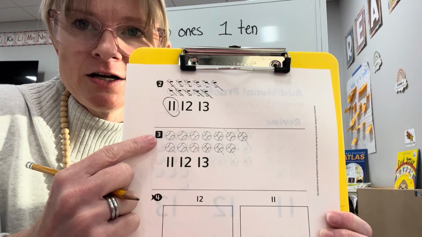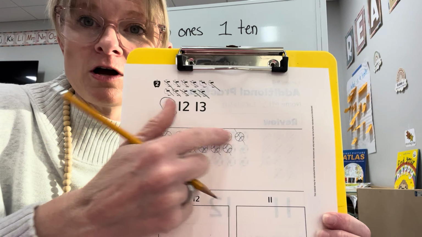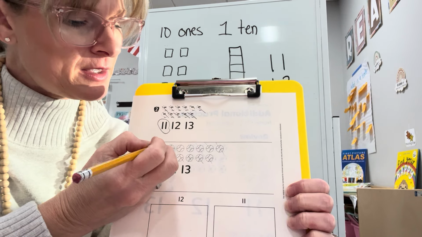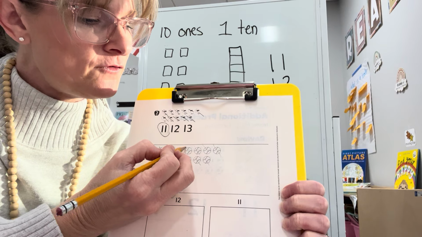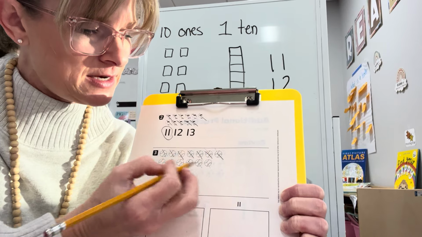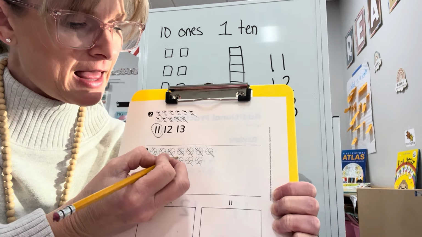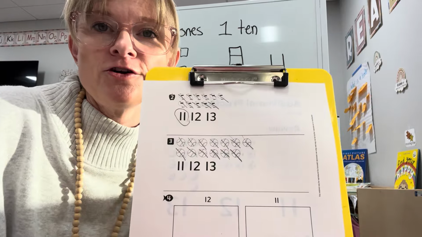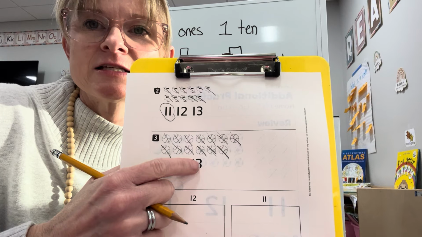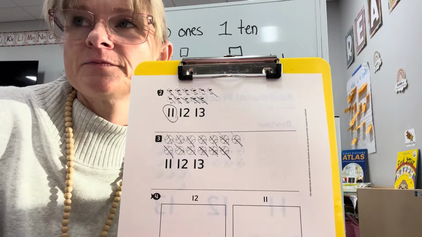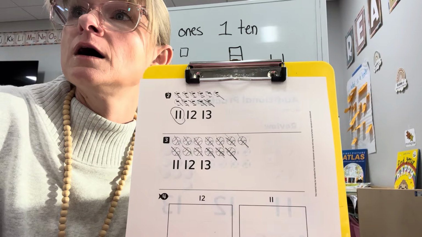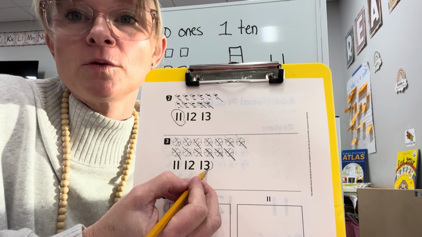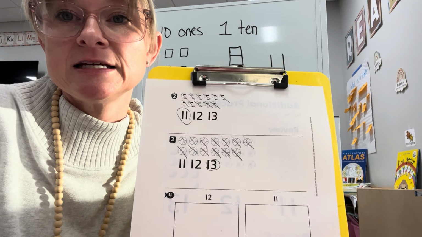All right, let's look down here at number 3. We're going to cross out our baseballs and count. Are you ready? Yes. Okay. 1, 2, 3, 4, 5, 6, 7, 8, 9, 10, 11, 12, 13. 13. Which number represents 13? The third one. Yep. I'm going to circle 13.